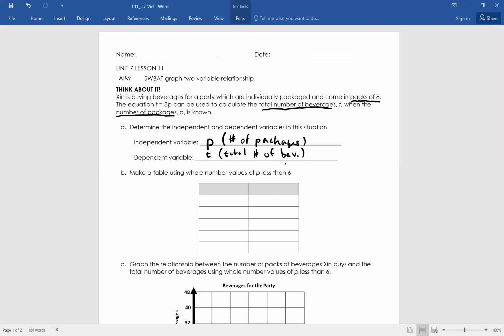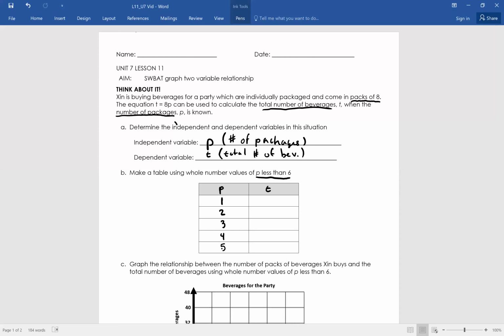So I'm gonna go ahead and label my table first. I'm gonna put P to represent that column and T to represent this one. It says P less than 6, which means it should be any number less than 6. So I'm gonna go ahead and put 1 through 5. 1, 2, 3, 4, and 5. All of these numbers are less than 6. 1 through 5 are the only reasonable values. Why? Because they're not going to give us half a package. They're not going to give us 0 packages.